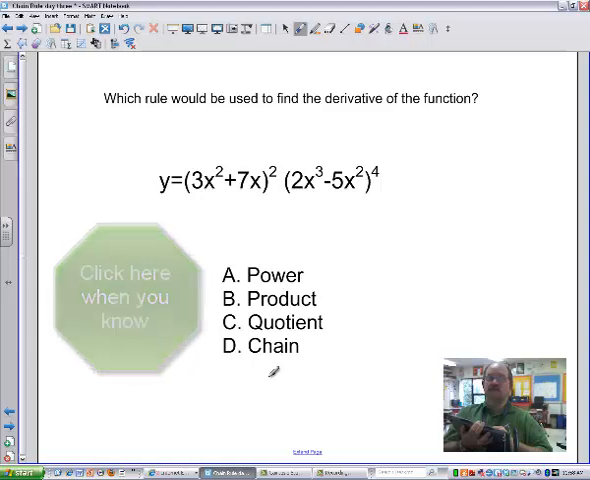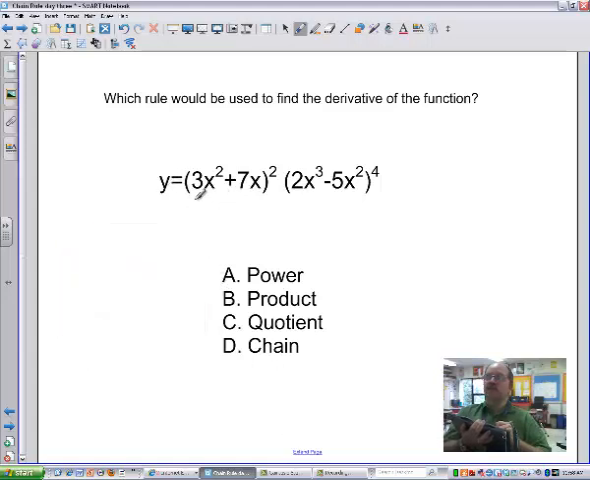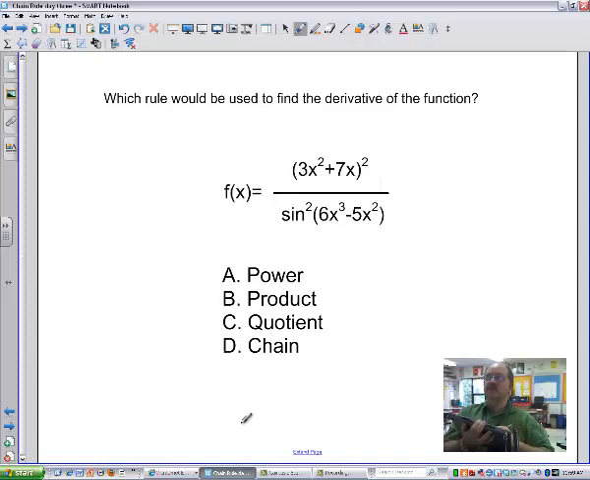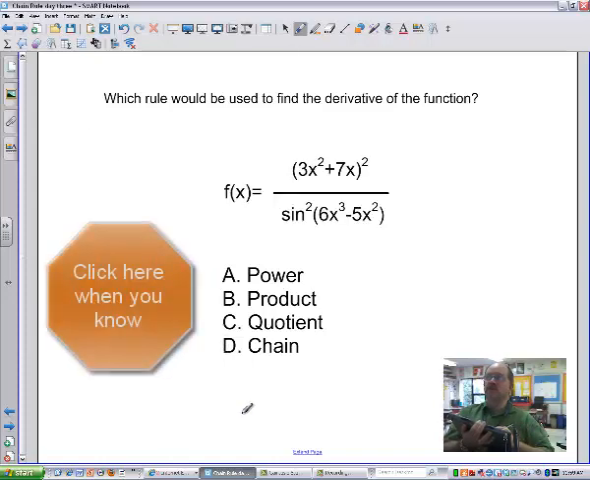Don't be frightened. So we notice that it's two things multiplied together, so we're definitely using the product rule. Okay. We notice, though, that each one of these things is raised to a power, so we're definitely going to have to use the chain rule and the power rule. So a little more complicated to do. How about here? Which rule would be used? Getting worse and worse, getting more scary as we go.